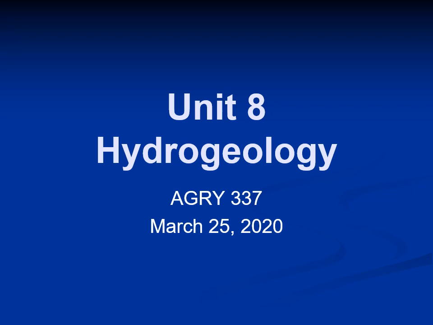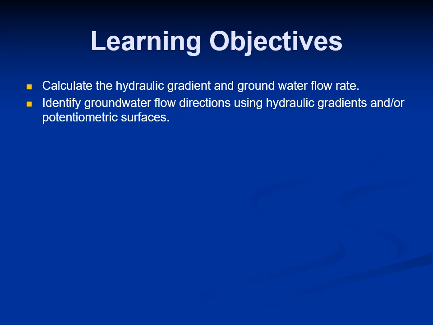Hi everyone, and welcome to part 3 of our unit on hydrogeology. Our learning objectives for this part are to calculate the hydraulic gradient and groundwater flow rates, and to identify groundwater flow directions using hydraulic gradients and/or potentiometric surfaces.